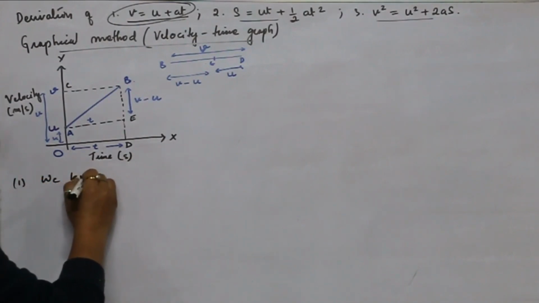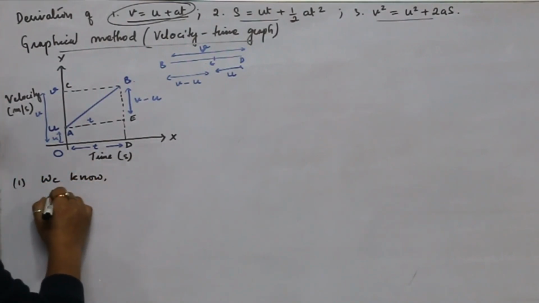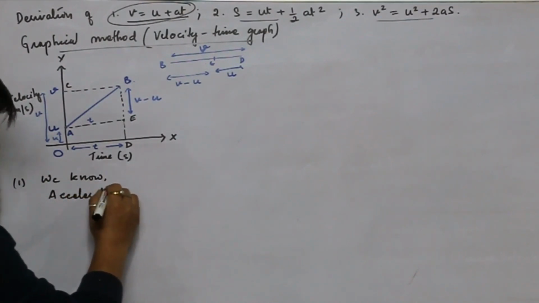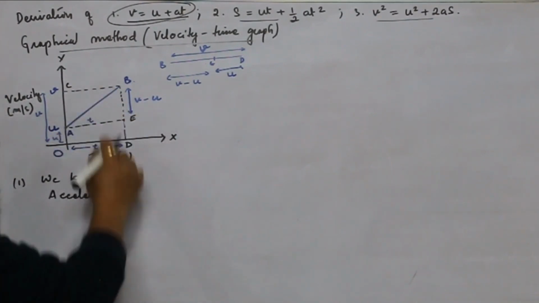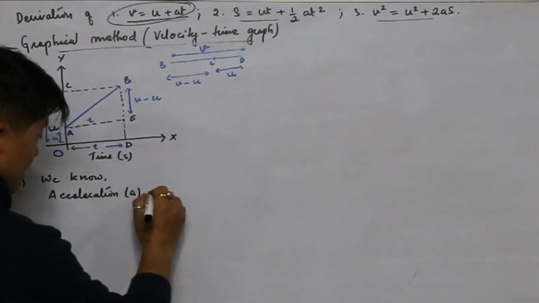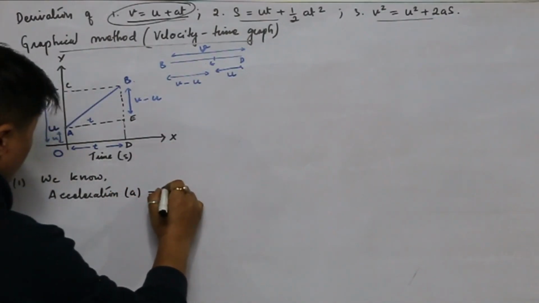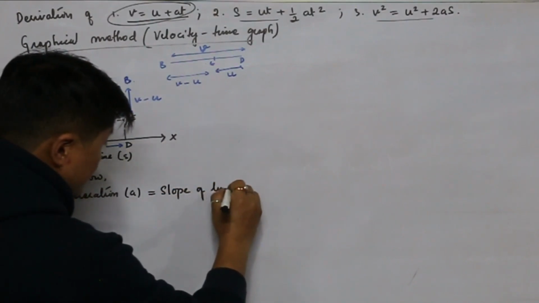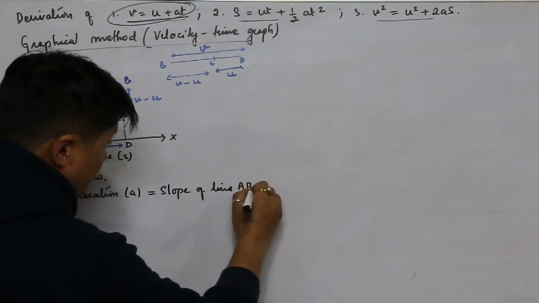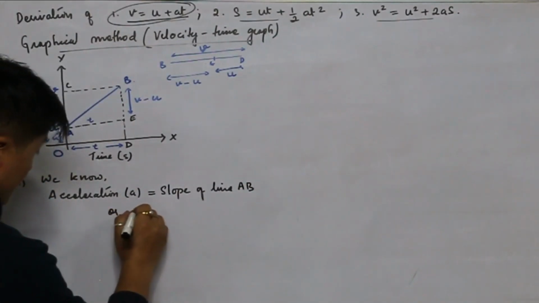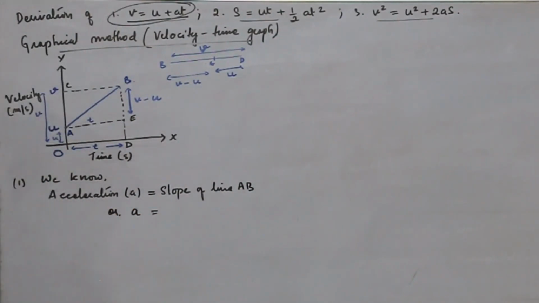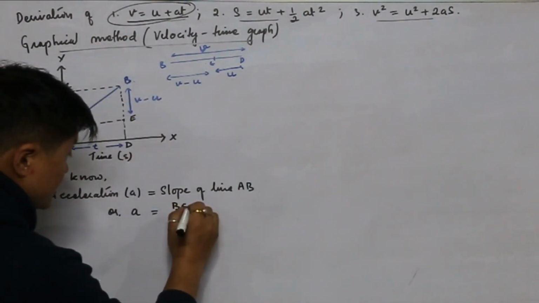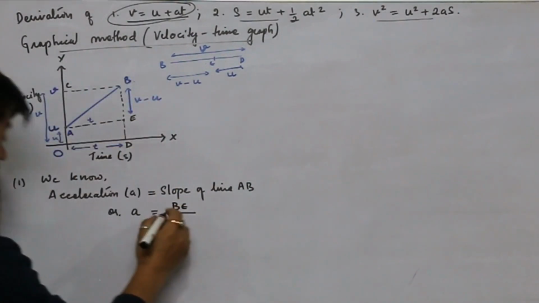We know acceleration, from A to B, that is acceleration a is equal to the slope of line AB. How will we find it? By BE upon EA, or AE.